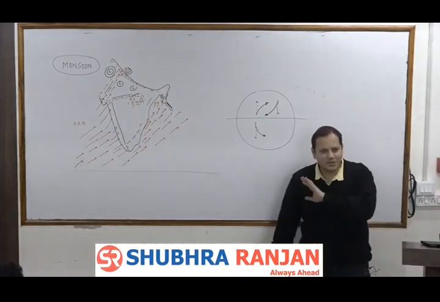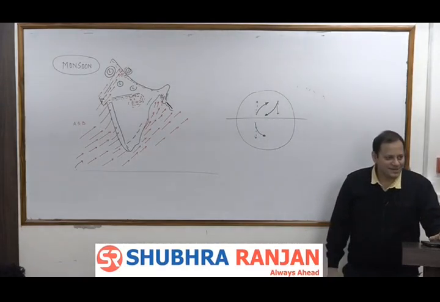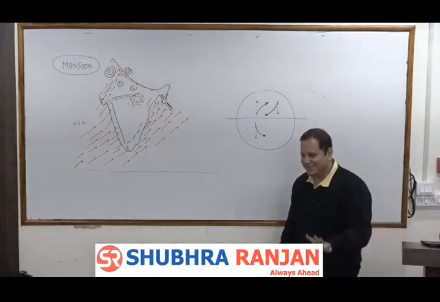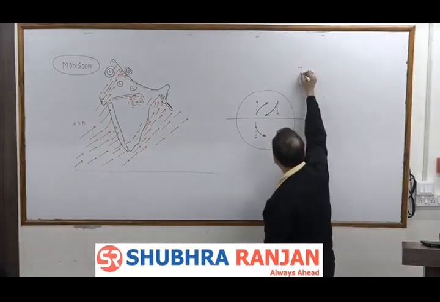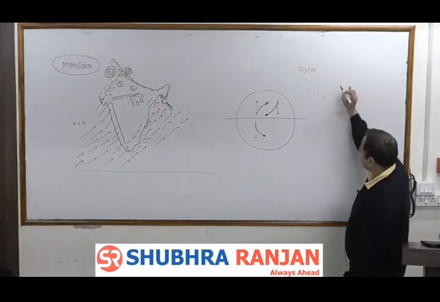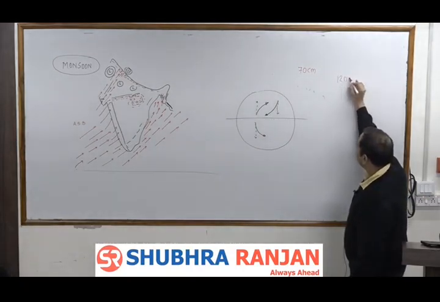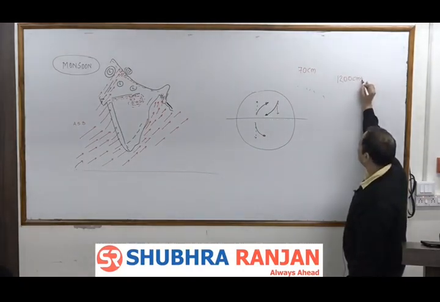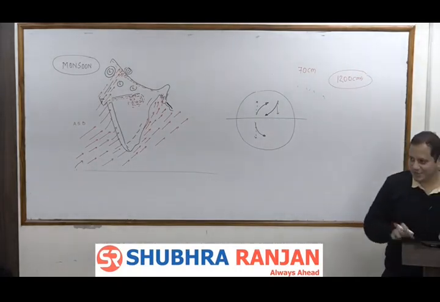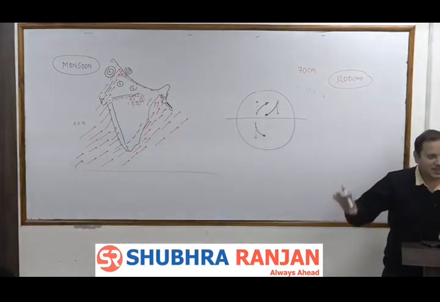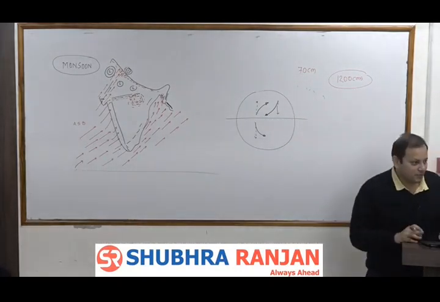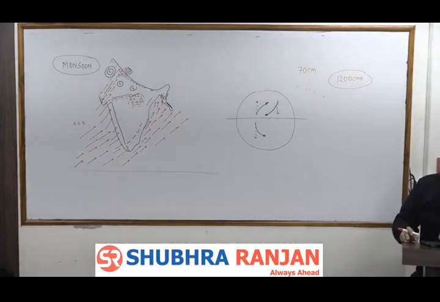This year there was heavy rainfall in Delhi. As per our definition, there was heavy rainfall in Delhi. How much was Delhi's average annual rainfall? 70 centimeters. Cherrapunji and Mawsynram get 1200 centimeters of average annual rainfall. So imagine, around 12 times more rainfall than Delhi. What happened this year was the normal rainfall of Delhi, somewhere around 70 centimeters.